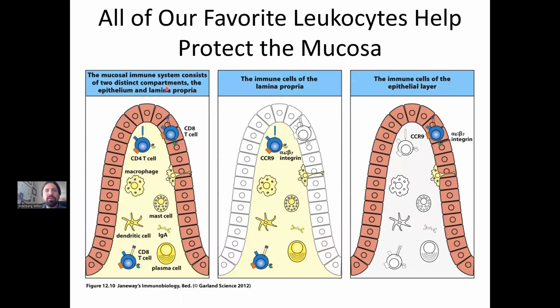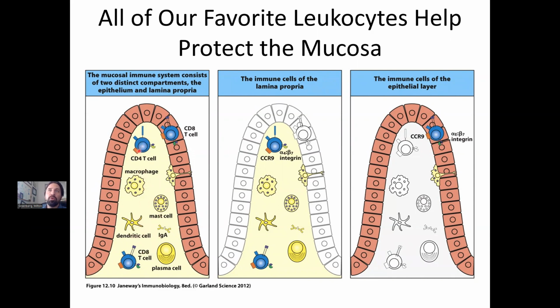So who lives in these tissues? All of our favorite cells. So we have CD8 positive T cells. So the mucosal immune system consists of different compartments. First, the epithelium, which is the outer lining that separates the lumen from our cells. And then also the lamina propria, which is this deeper area here. So most of the immune cells are in the lamina propria.